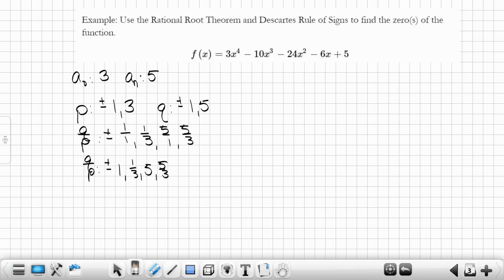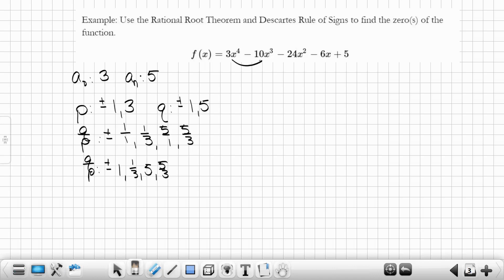All right, so there's the rational root theorem at work. Any questions on the rational root theorem? Tyler, you feeling this one? Okay, so now we're going to use Descartes' rule of signs.